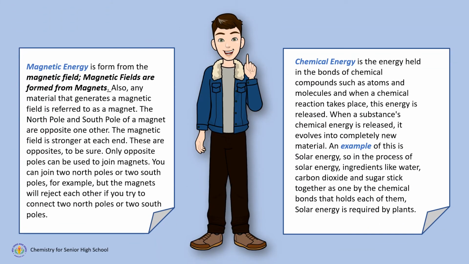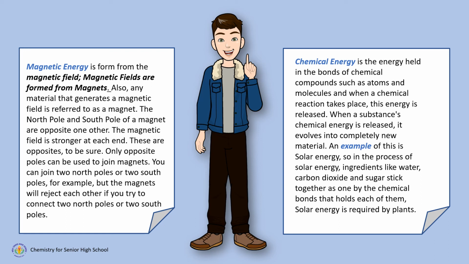Seventh, magnetic energy is formed from the magnetic field. Magnetic fields are formed from magnets. Also, any material that generates a magnetic field is referred to as a magnet. The north pole and south pole of a magnet are opposite one another. The magnetic field is stronger at each end. These are opposites to be sure. Only opposite poles can be used to join magnets. The magnets will reject each other if you try to connect two north poles or two south poles.